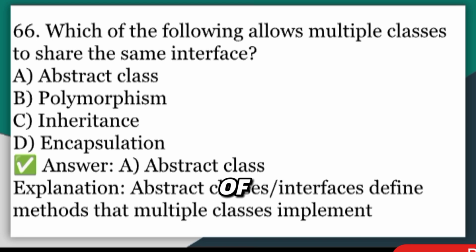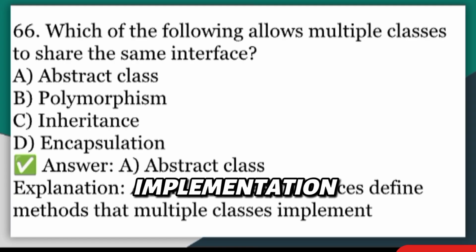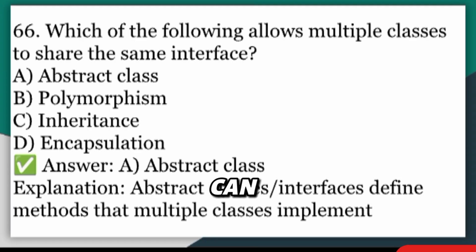Question number 66. Which of the following allows multiple classes to share the same interface? So the right option is A. Abstract class. Explanation: abstract classes and interfaces define methods that multiple classes implement. In OOP, an abstract class or an interface provides a common structure that multiple classes can follow. An abstract class contains abstract methods, declared but not implemented. The derived classes must provide their own implementation. This ensures different classes can share the same interface but behave differently.